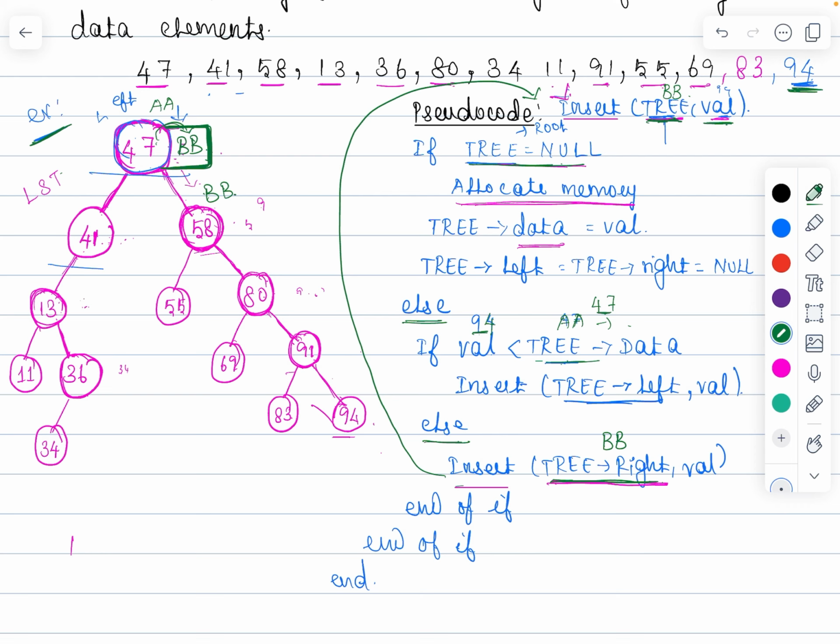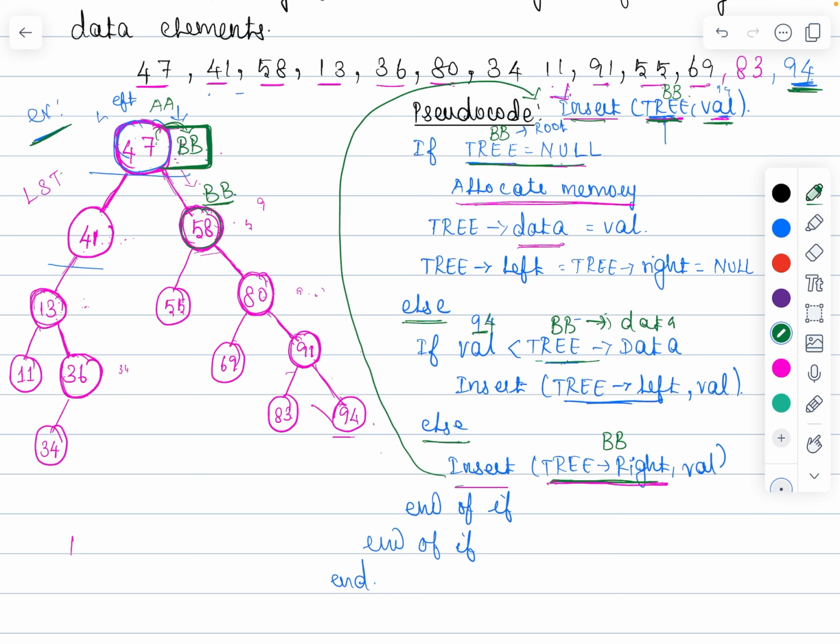Now after calling this function again, the tree address is BB. Whether BB is null, no, BB is not null, because in the place of BB some other value is stored. If BB is null, directly in the place of BB you can insert a new value. Since the address location BB is not null, check again. Now compare the value which you want to insert with BB's data.